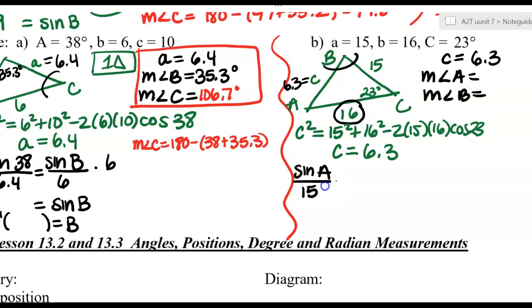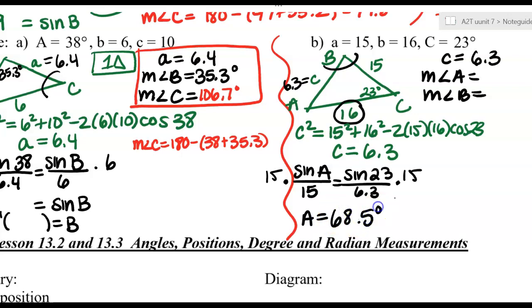So sine A over 15 equals the sine of 23 over 6.3. And I would multiply both sides of the equation by 15 to get sine of A alone. I would then take inverse sine of that answer, which should give me the value of angle A, which should be 68.5 degrees.